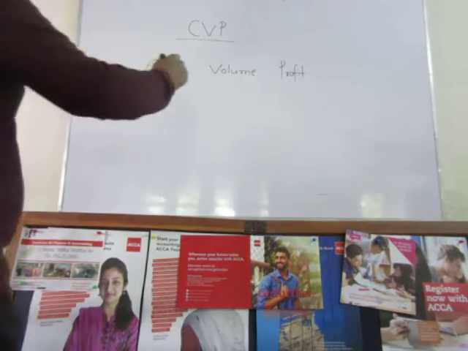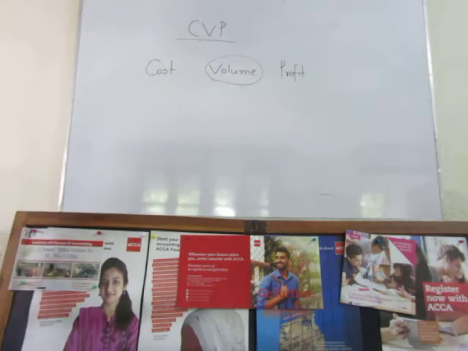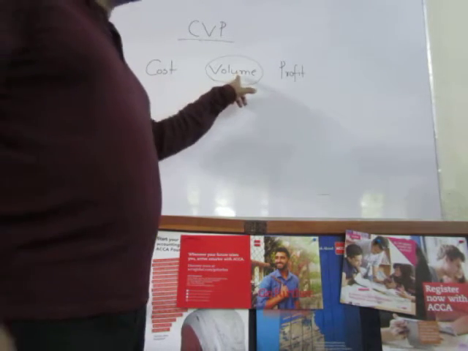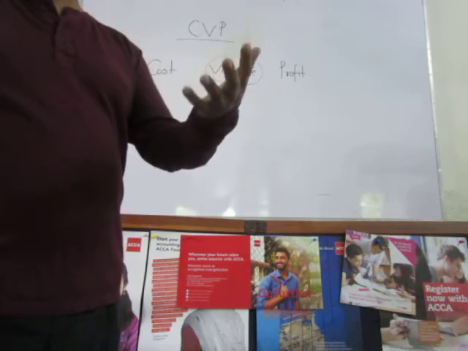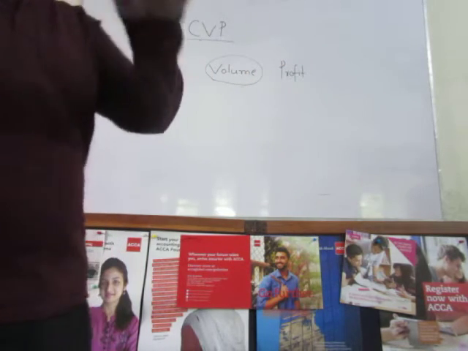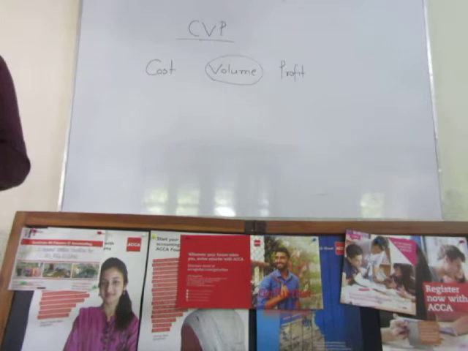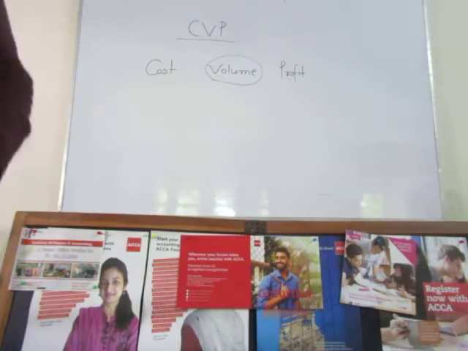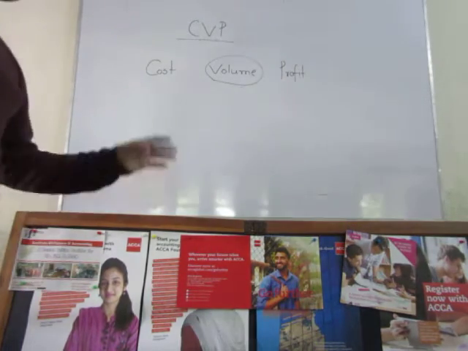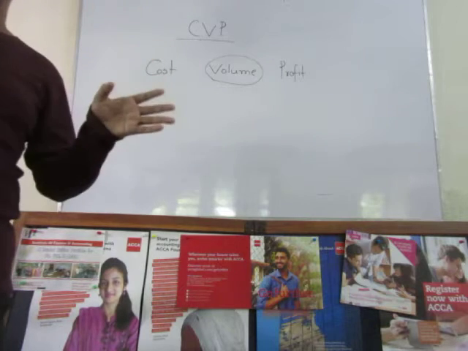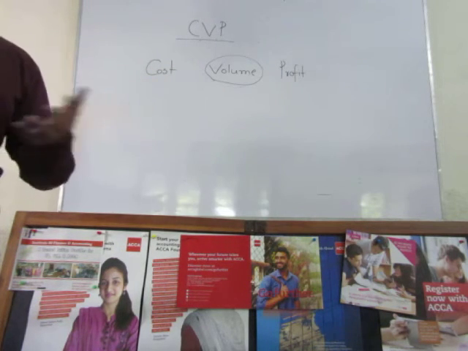See, volume means volume of production. That means how many you are going to produce: 10 pens, 1 lakh pens, 1,50,000 pens. As you change your decision regarding the volume, your cost will be different, right? If you produce 2 lakh rather than 1 lakh, in that case cost obviously will be somewhat more.